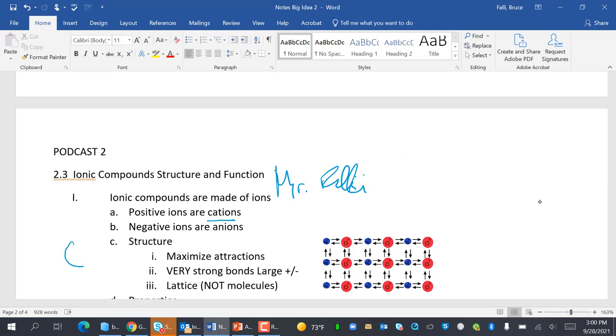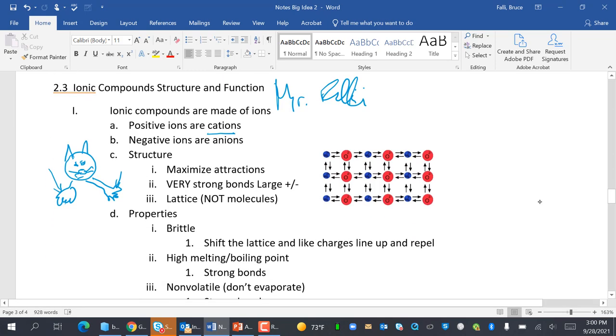If I drew a picture of a cat right here, I don't have a cat, I have a dog. Right, here's my cat. And cats have paws. So cats are positive. Cations are positive. Negative ions are anions.